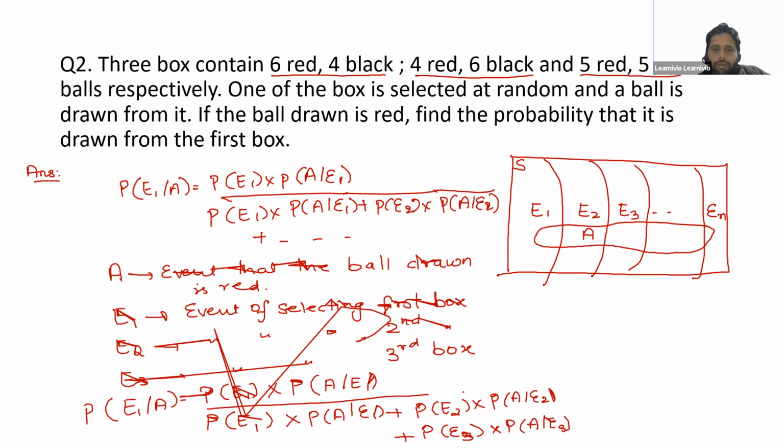Okay. So what is P(E1) in this case? P(E1) is selecting the first bag. So you have 3 bags, so P(E1) will be 1 by 3. What is P(A/E1)? From the first bag, you are selecting a red ball. So the red balls are 6 here. So you can say 6C1 by 10C1. Now similarly, you need to find P(E2), P(E3) and P(A/E2), P(A/E3).